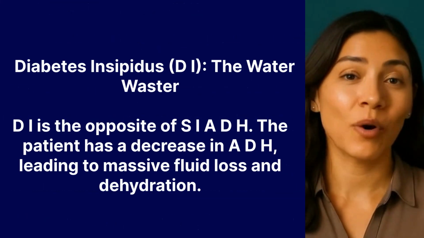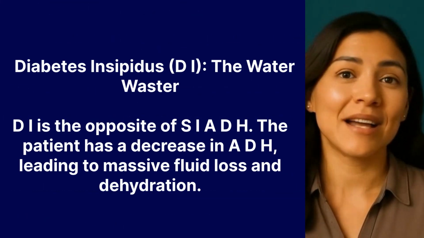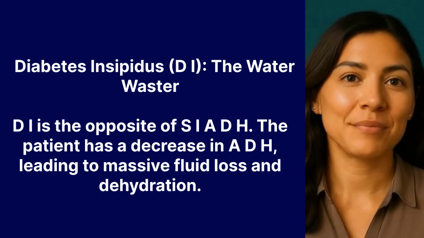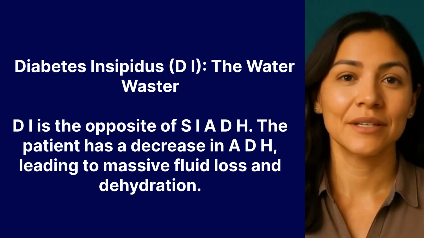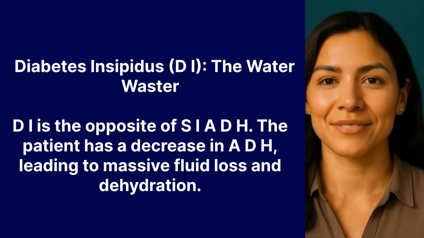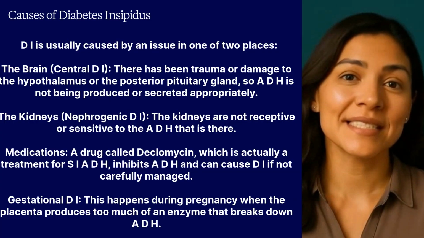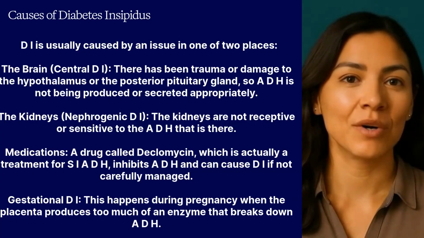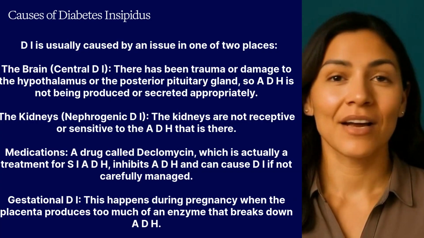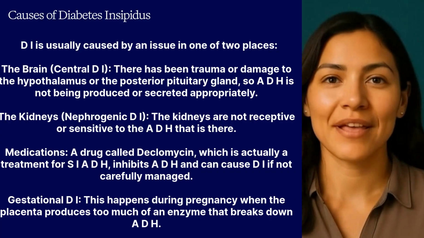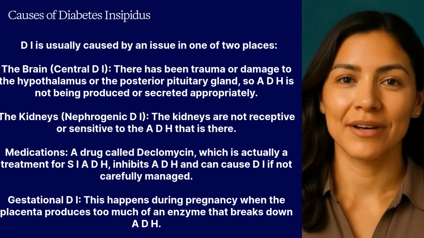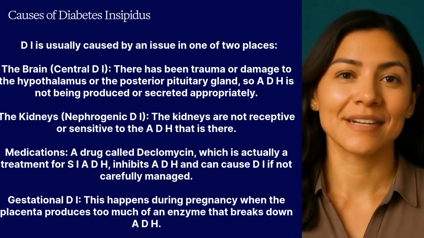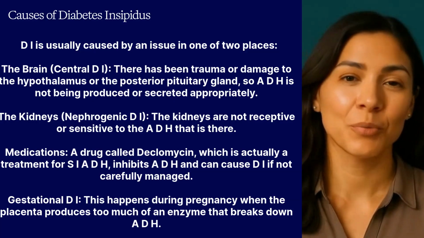Diabetes insipidus, the water waster. DI is the opposite of SIADH. The patient has a decrease in ADH, leading to massive fluid loss and dehydration. Causes of diabetes insipidus. Diabetes insipidus is usually caused by an issue in one of two places. There has been trauma or damage to the hypothalamus or the posterior pituitary gland, so ADH is not being produced or secreted appropriately.